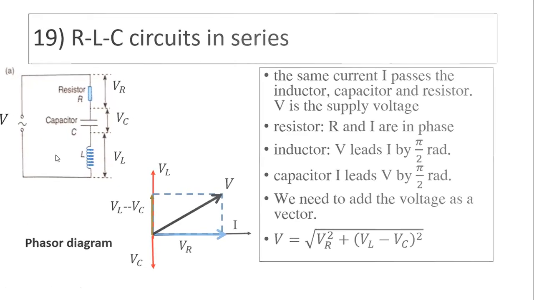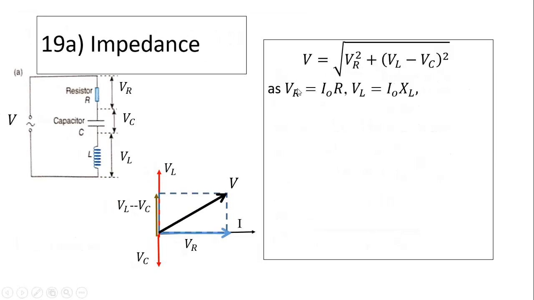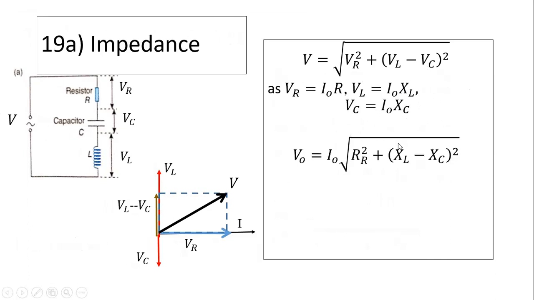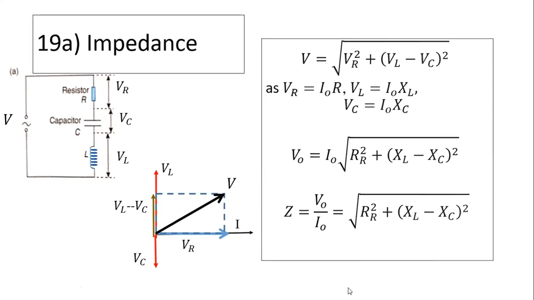Same as before. Replace your VR with I naught R, your VL with I naught XL, VC with I naught XC. Place into that, take the I naught out, and V naught over I naught we can calculate as impedance. So we get our equation Z squared equals R squared plus (XL minus XC) the whole thing squared. Same as before, we define our impedance.